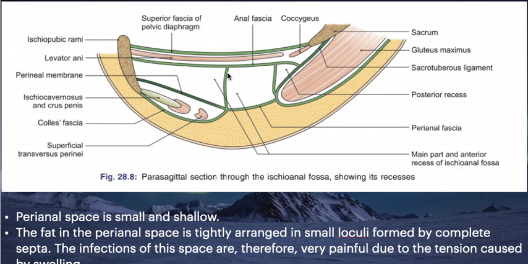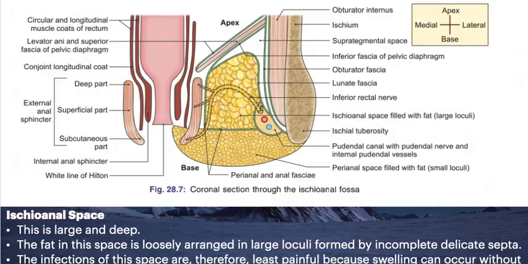The perianal space is small and shallow, and the fat over here is tightly arranged in small loculi formed by the complete septa. Infections of this space are therefore very painful due to the tension caused by this swelling. So this is your ischioanal, this is the perianal space, as you can see, filled with fat.